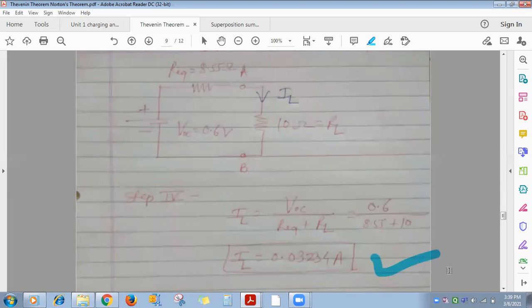Yes, ma'am. Correct. So this is step 4: IL is VOC divided by R equivalent plus RL. Now what does everyone have to do? Two more numericals, three more numericals. You solve them using whatever material I have shared with all of you. Okay. So in the next lecture, we'll start with Norton's theorem.